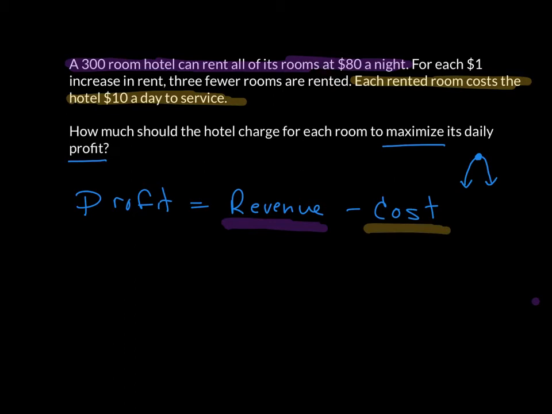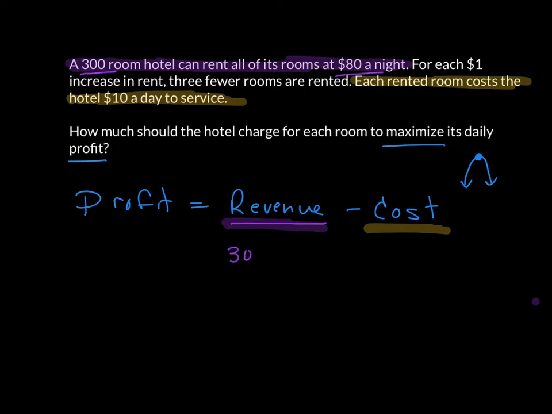This doesn't cover a lot of information that also would be here in the real world, but we're going to write it right now this way. So to start with, we're going to start with the revenue. The revenue is 300 rooms at $80 a night.